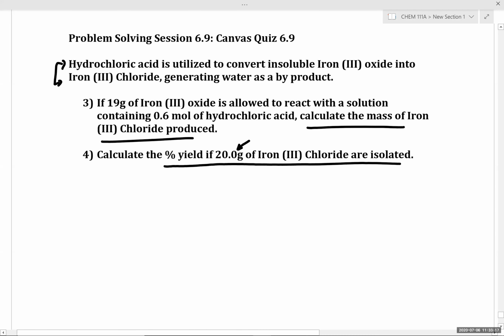this reaction. So don't be shy to submit your responses via Canvas in Canvas Quiz 6.9, and then we'll discuss this example momentarily. But first things first, get your balanced chemical equation set up. That is the backbone of stoichiometry problems.